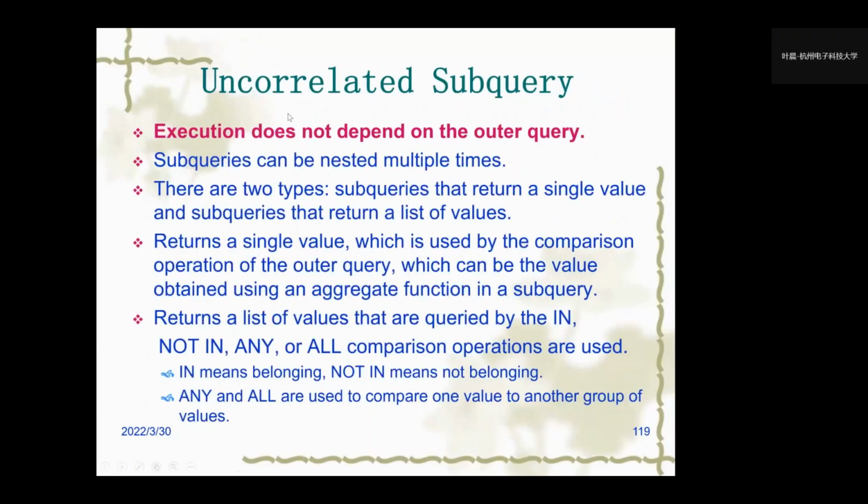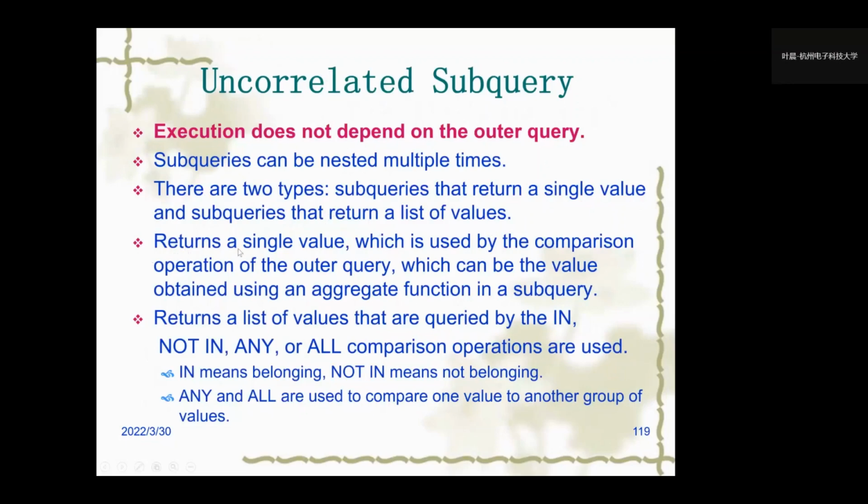And let's see what an uncorrelated subquery is. That means the execution of the inner query does not depend on the outer query. So the subqueries can be used multiple times, and there are two types. The first is subqueries that return a single value, and the second is subqueries that return a list of values.